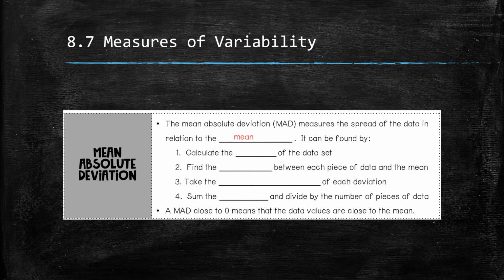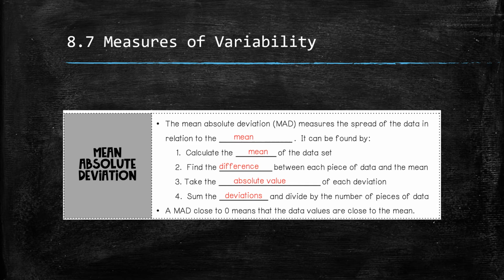First, you're going to find the mean of the data, and you're going to find the difference between each piece of data and its mean. You're going to take the absolute value of each deviation and then the sum of the deviations, and then you're going to divide that by the number of pieces of data, which is the mean absolute deviation.